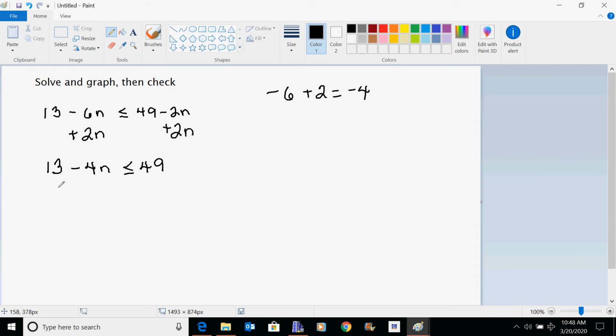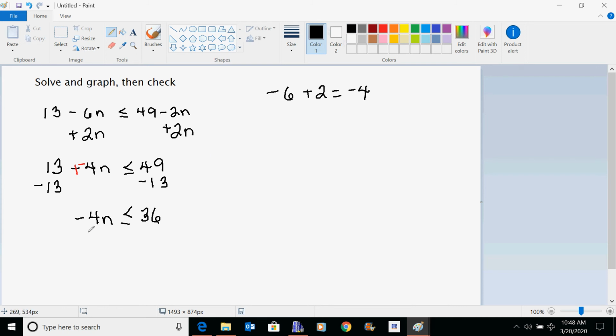From there, what we need to do then is take away 13 from both sides. And that gives us 36, regular 36 over here. And don't forget, this negative is really attached here. For those of you that need to see it this way, 13 minus 4n is the same as plus -4n. That's why the -4 is really attached to the n like that.